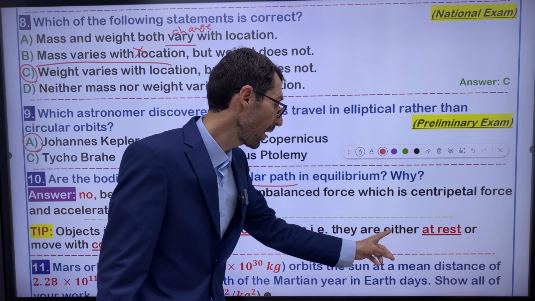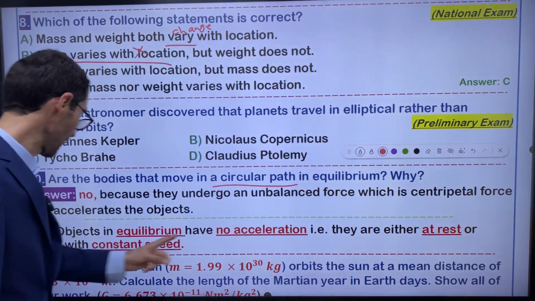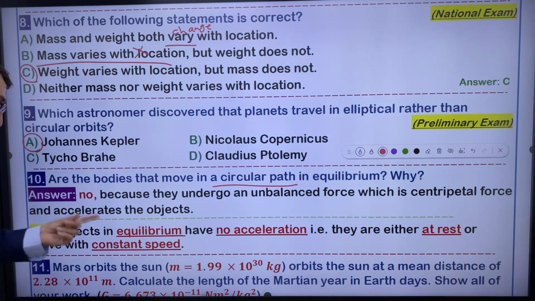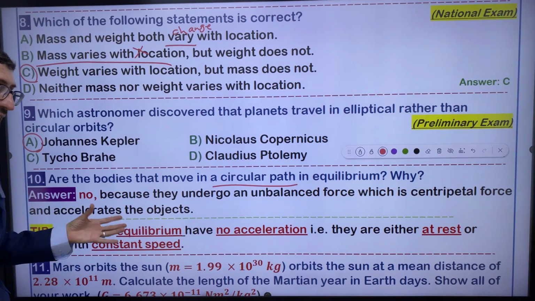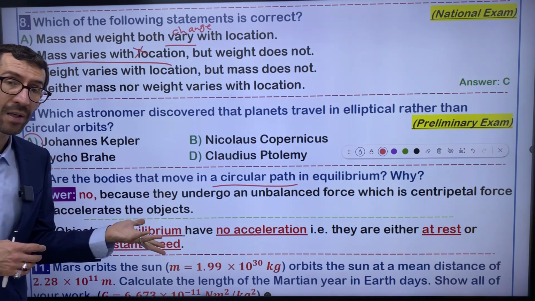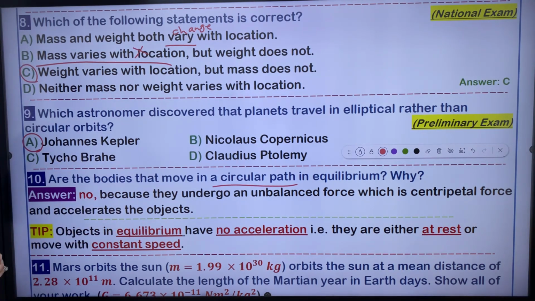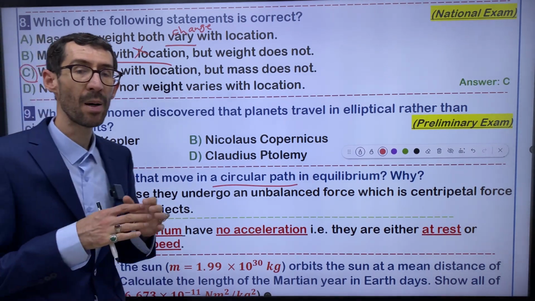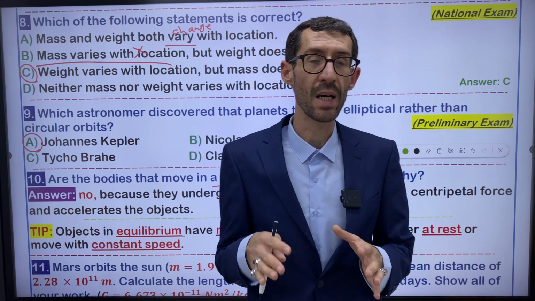It means they are either at rest or move with constant speed. So an object in equilibrium must be either at rest or move with constant speed. That's why an object moving in a circular track is not in equilibrium.